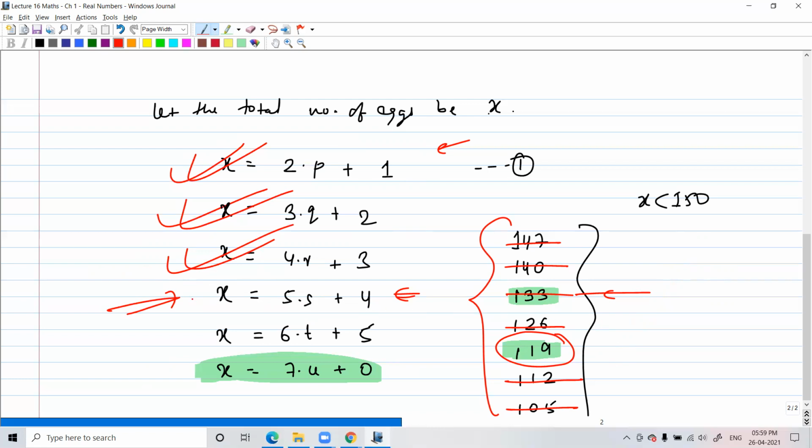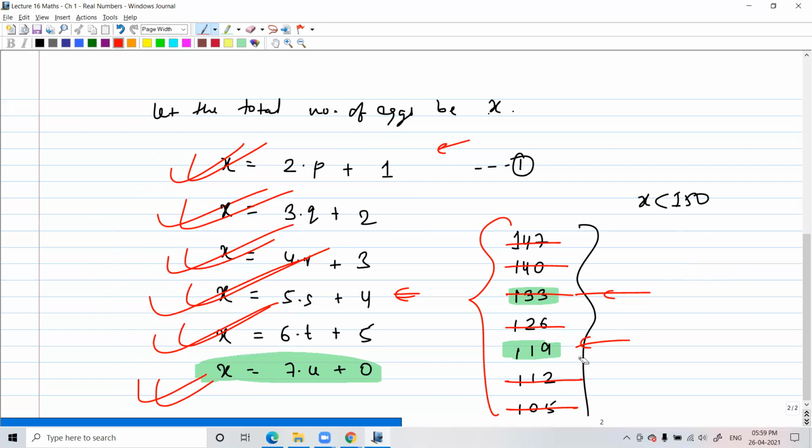Yes, sir. This is also done. Divide it by 6 and check whether the remainder is 5 or not. Yes, sir, it is. Excellent. And of course, we had picked only numbers which are divisible by 7. So this number is obviously divisible by 7. So all these conditions are satisfied.